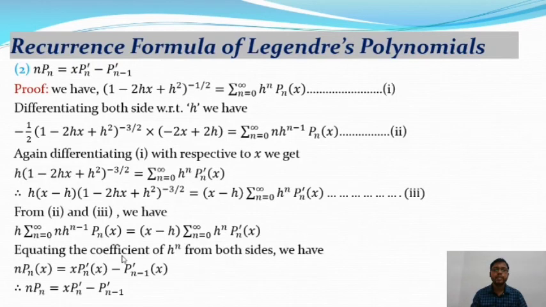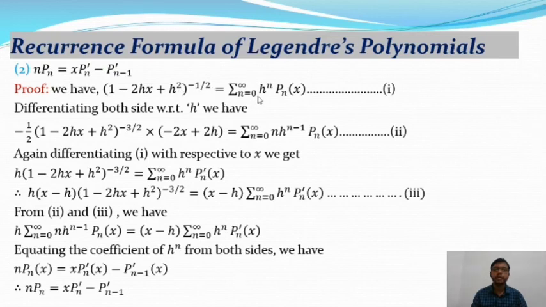So after that, we will take one more recurrence formula for the Legendre polynomial, and it will be n into Pn is equal to x Pn dash minus Pn minus 1 dash. Okay, this is another formula for the Legendre polynomial. So here is the proof of the given recurrence formula. So we have, you know, this is the generating function of the Legendre polynomial, (1 minus 2hx plus h square) whole to the power minus half.